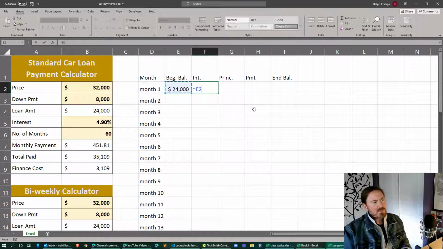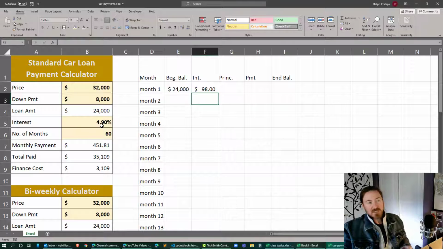So our interest is going to be based off of that month, and we're going to multiply it by our interest rate divided by 12. So we want to get the monthly version of that annual interest rate. So our interest for the first month is going to be $98 even. Nice. Now the principal is going to be the amount of our payment minus that particular amount of interest.